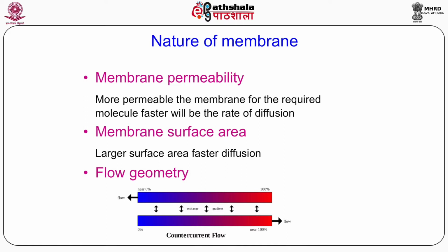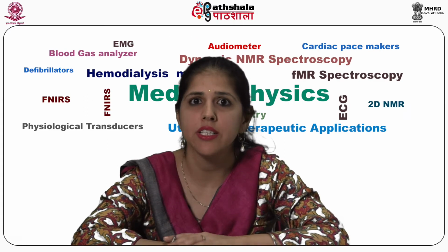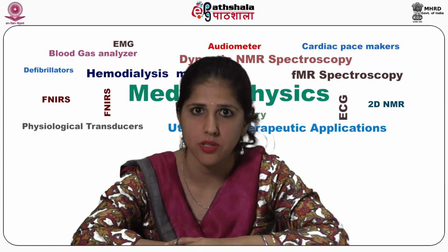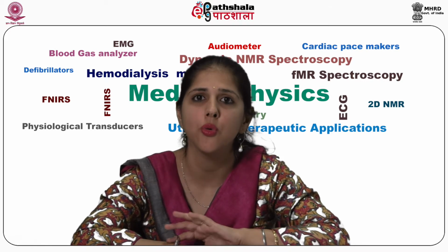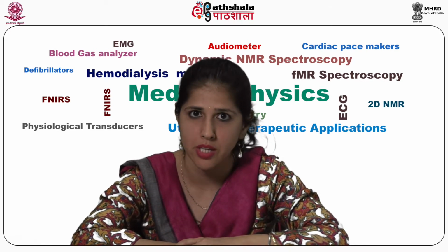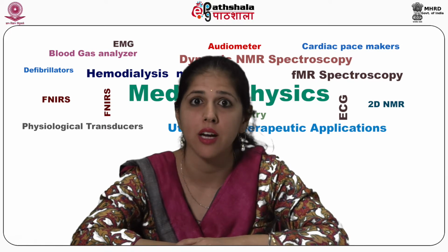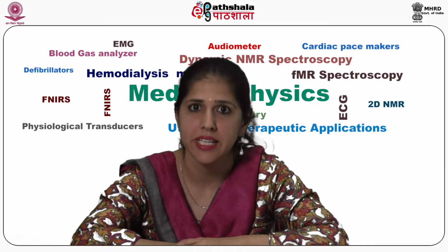The third thing is the flow geometry. If you remember the initial diagram that we saw, the blood and the dialysate solution are flowing in opposite directions. Now why is this opposite direction very important? Because it ensures that the concentration gradient is maintained throughout the surface area of the membrane, and the process of filtration can occur effectively and completely.